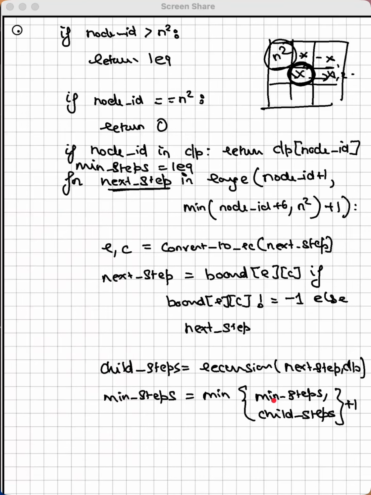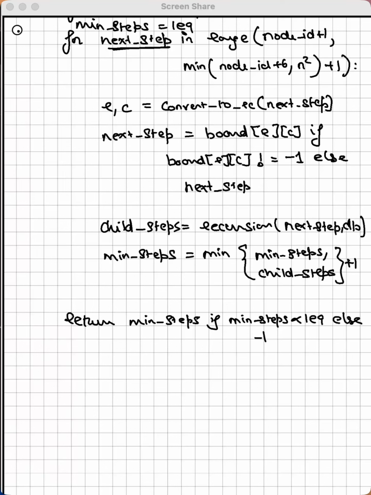The child steps is the least number of steps to reach n square from the child to the n square, and plus 1 to go to the child. So all of this is done, and then I can return min steps if min steps happens to be less than 1e9, else -1.